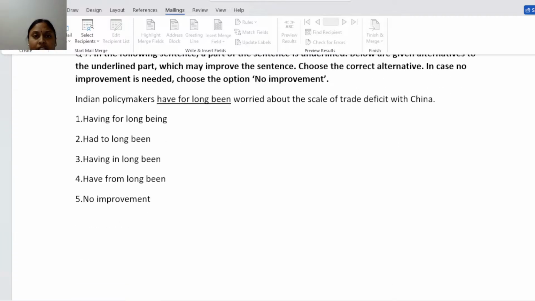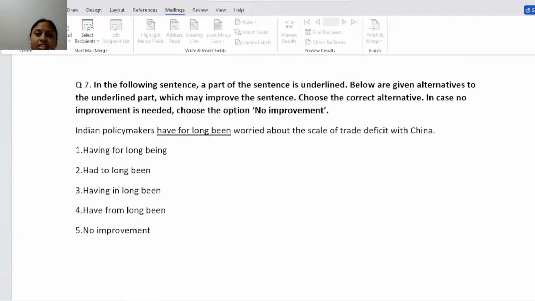In the following sentences, a part of the sentence is underlined. Below are given alternatives to the underlined part which may improve the sentence. Choose the correct one. No improvement. Then see here. Indian policy makers have long been worried about the scale of trade deficit with China.